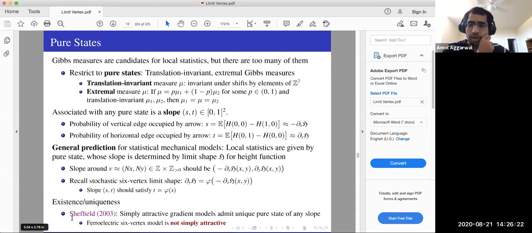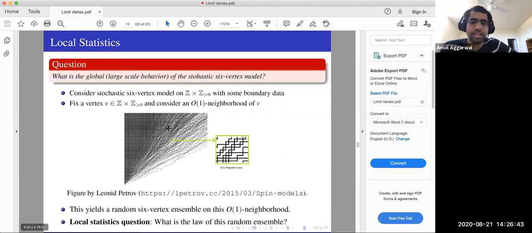But the problem is that there are too many Gibbs measures for the six vertex model. So often we restrict to pure states, which are translation invariant extremal Gibbs measures. A measure is translation invariant if it's invariant under translation, so under shifts of Z^2. And it's natural to expect the local statistics to be translation invariant because if I just move everything to the right by one, globally it shouldn't have any impact.